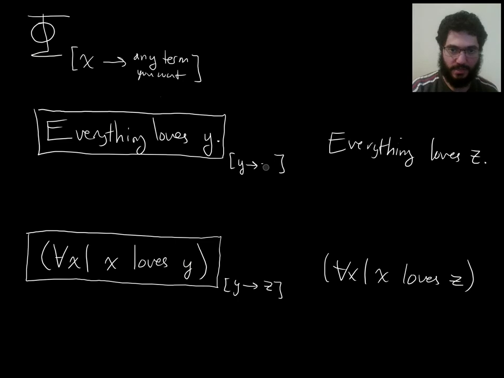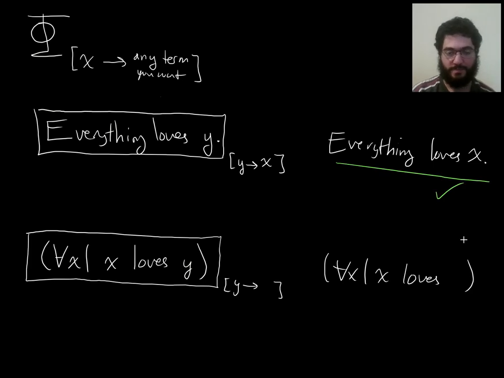So let's try first replacing y by x. So let's say I make this substitution, everything loves y, and then replace the y by x. So I erase the y and I put an x in its place and I get everything loves x. That's fine. This is good. This is how I want it to work. That should make sense, right? If you take everything loves y and you replace the y's by x's, it should become everything loves x.